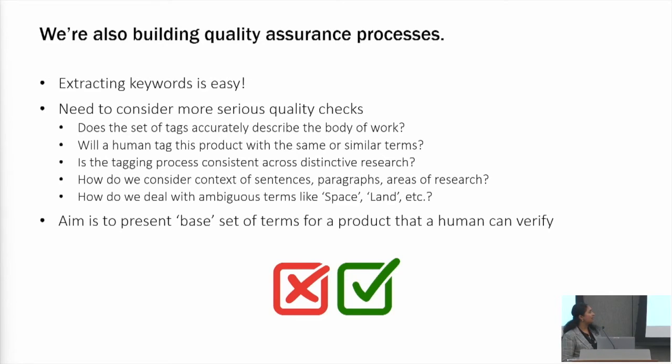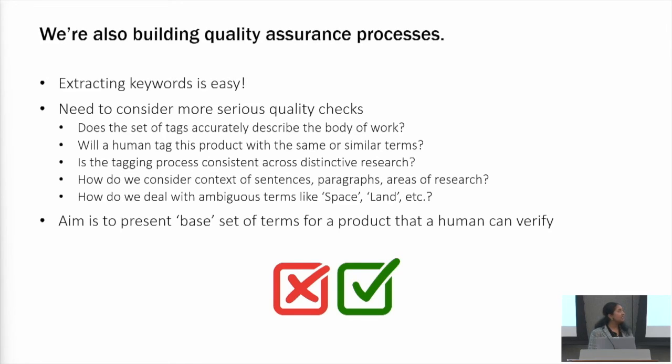We have found that being able to extract those keywords from text is actually a pretty trivial task. Anyone can do it. But in order to get the quality in the data set that we're looking for, we need to consider some more important questions and quality checks. That's looking at questions like, does this set of tags accurately reflect that body of work? Will a human tag the document similarly to the pipeline? Is the tagging process consistent across different areas of research? And finally, how do we consider the context and ambiguity, basically the semantics of the English language?